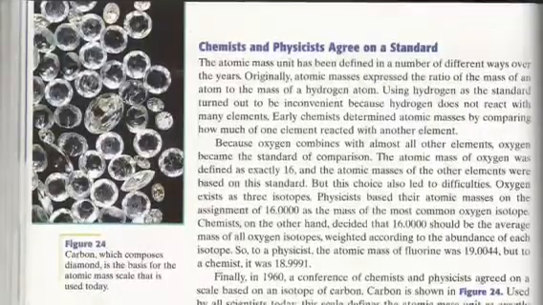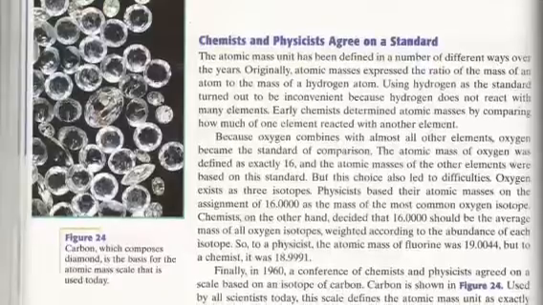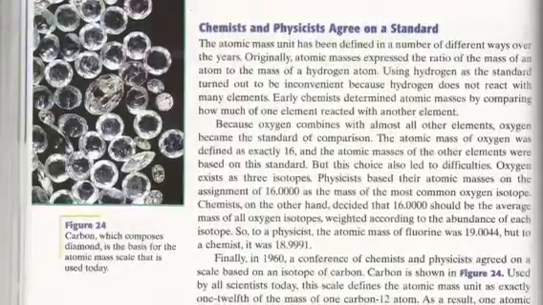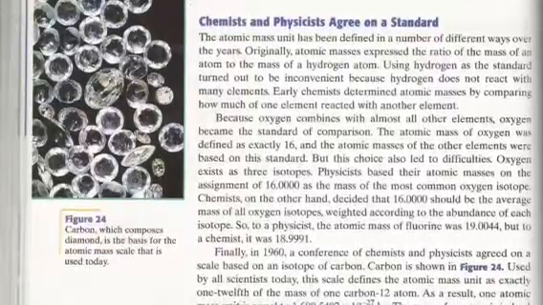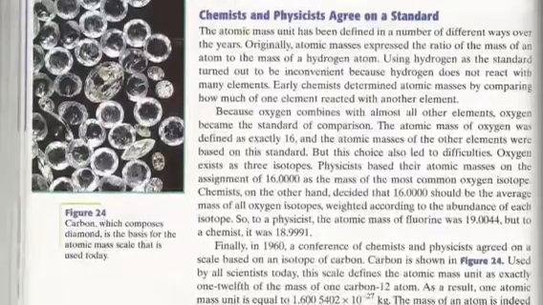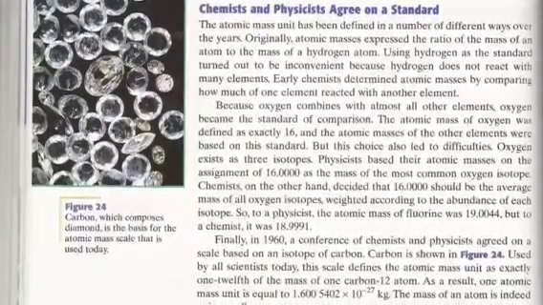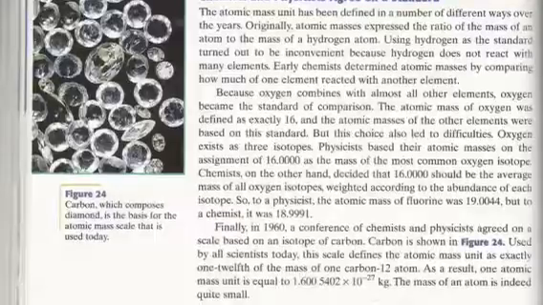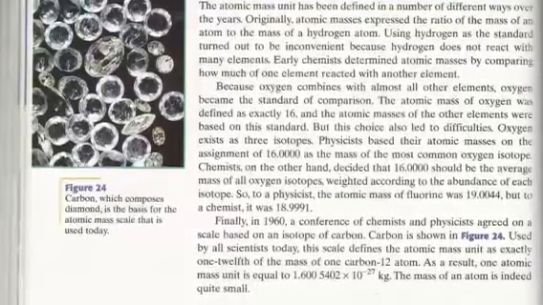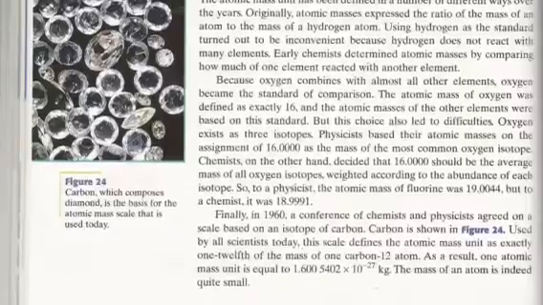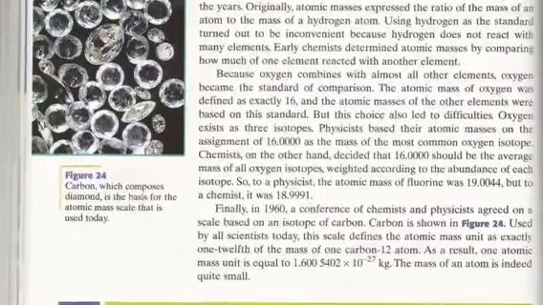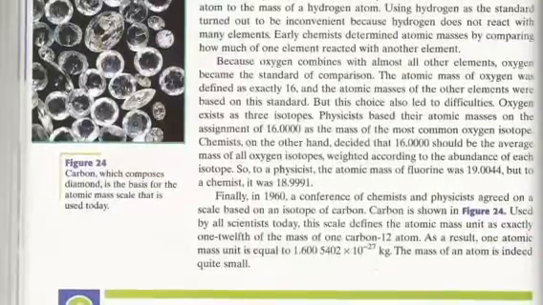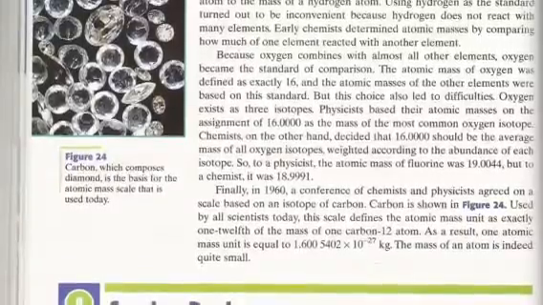Chemists and physicists agree on a standard. The atomic mass unit has been defined in a number of different ways over the years. Originally, atomic masses expressed the ratio of the mass of an atom to the mass of a hydrogen atom. Using hydrogen as a standard turned out to be inconvenient because hydrogen does not react with many elements. Early chemists determined atomic mass by comparing how much of one element reacted with another element. Because oxygen combines with almost all other elements, oxygen became the standard of comparison. The atomic mass of oxygen was defined as exactly 16. The atomic masses of the other elements were based on this standard.